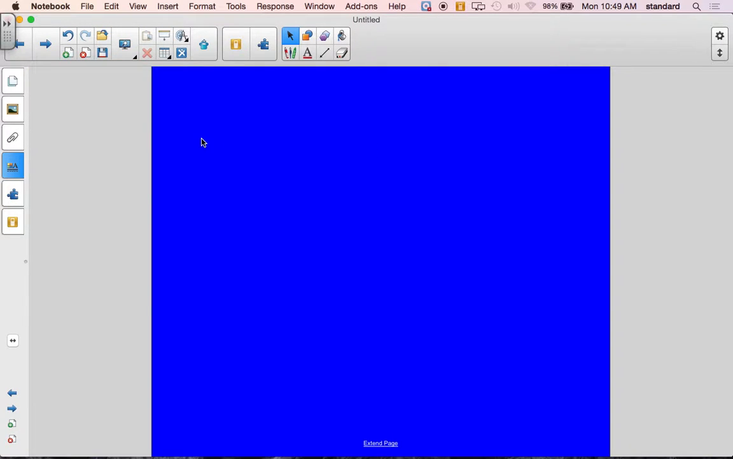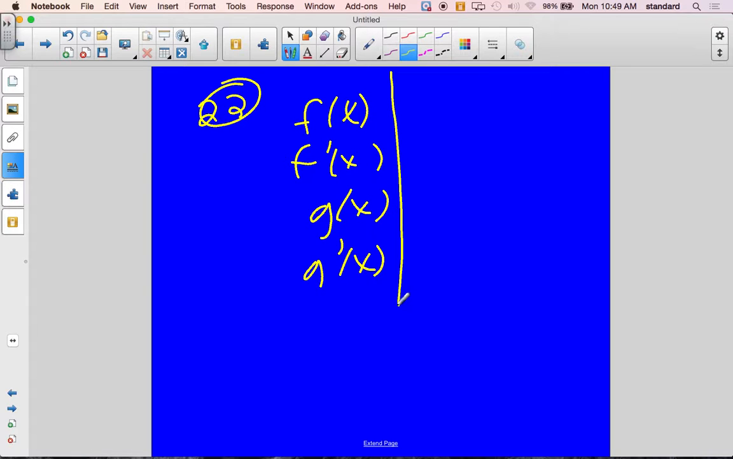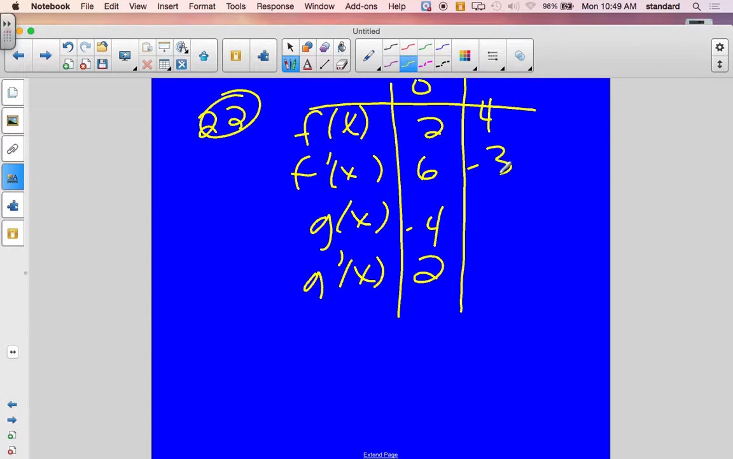Oh, this one was funny. All right, let me see 22. The table above gives the values of f. I better write it down so we can refer to it. You have f of x, f prime of x, g of x, and g prime of x. At 0, you get 2, 6, negative 4, 2. And at 1, you get 4, negative 3, 3, negative 1.